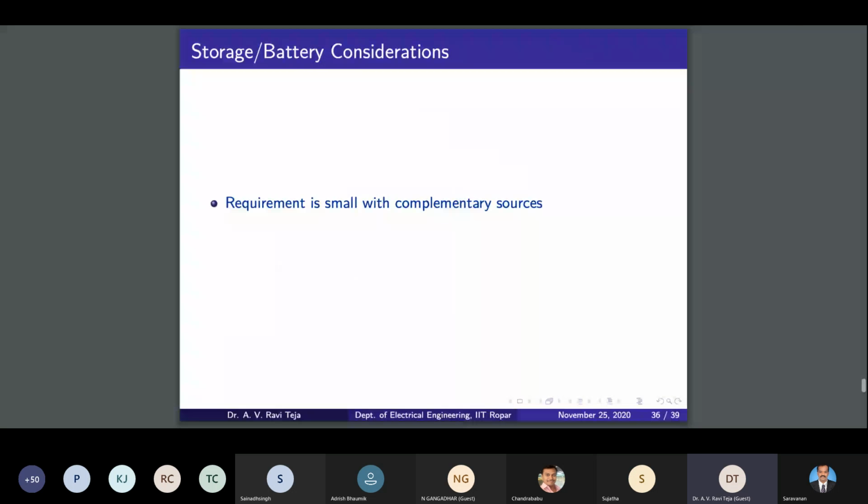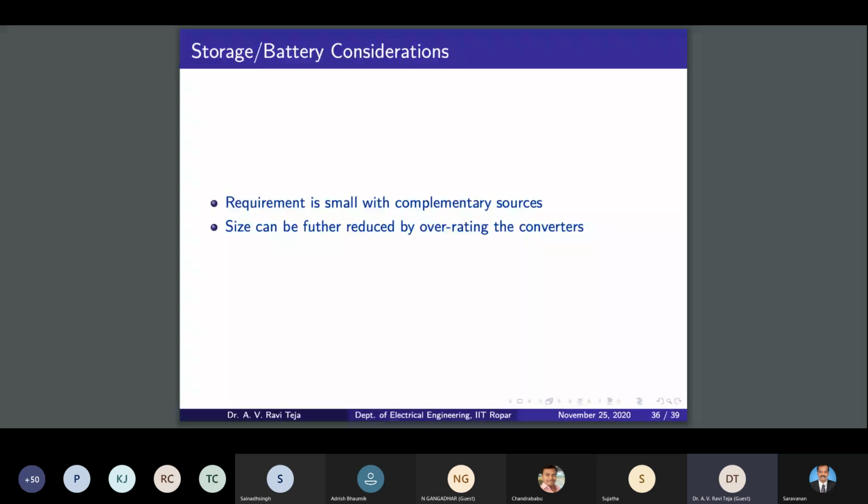And then the storage or battery requirement is small with complementary sources, and then the size of the battery can be further reduced by overrating the converters. This is what it means, I'll tell you. See, if you are making it for your household, that is fine. If you are trying to make a business out of installing a renewable power generation plant and giving power to the grid, if you are making a large installation, then you have to tell the grid how much power you are going to generate the next day.